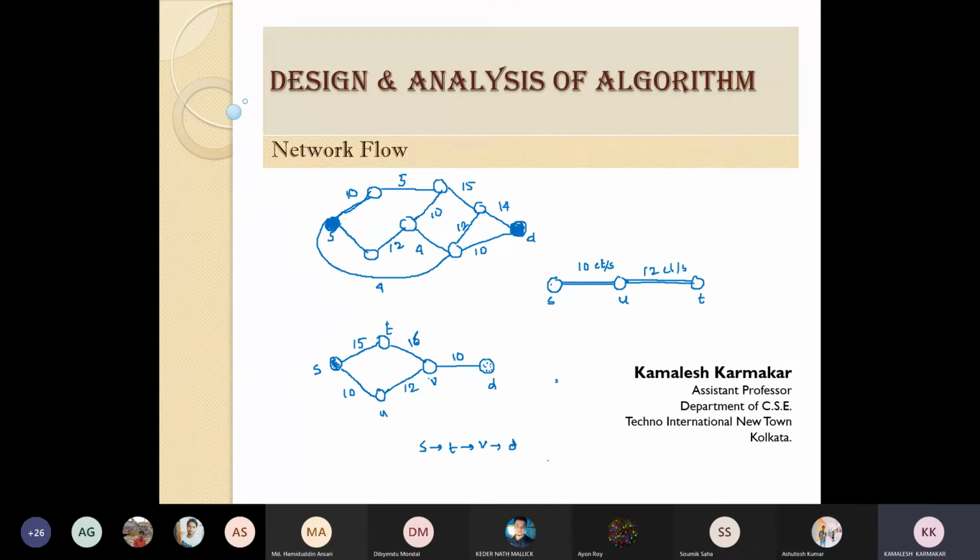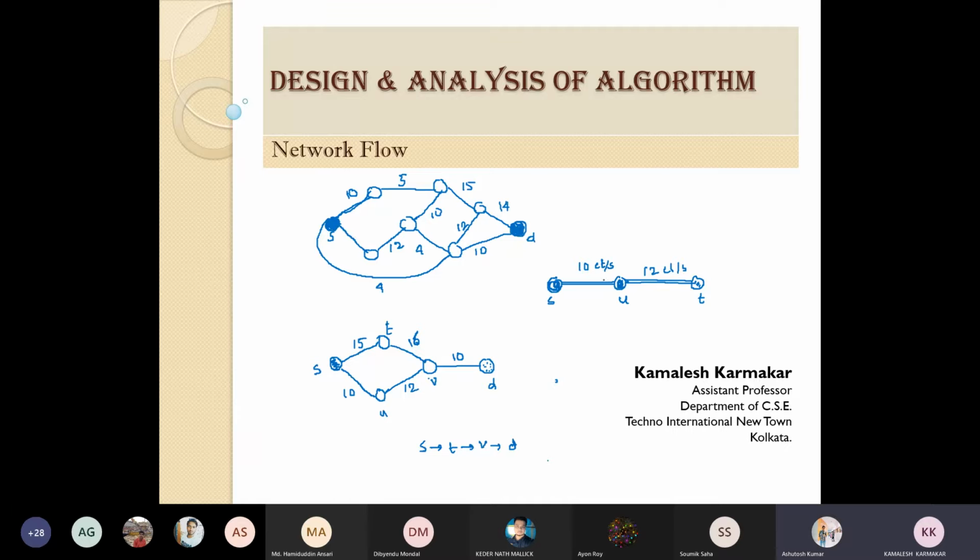Basically from this source, from S to U, what can be the maximum flow? 10 cubic liter per second, because the capacity of this link is 10. Now, from U to T, what can be the maximum flow through this link? 12 cubic liter per second. But this U will receive only 10 cubic liter per second. So how will it forward 12 cubic liter per second? Do you understand the problem?